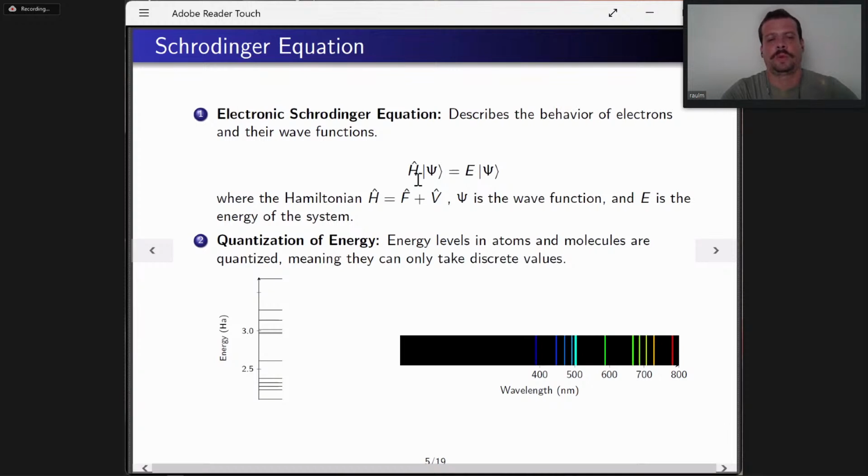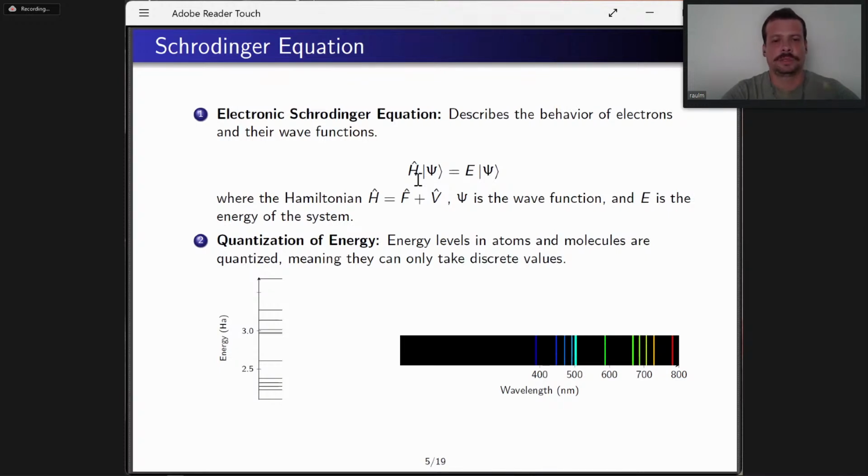So we start with a Hamiltonian, which is what we propose in this equation, and then make the Hamiltonian act on the wave function to solve this equation.